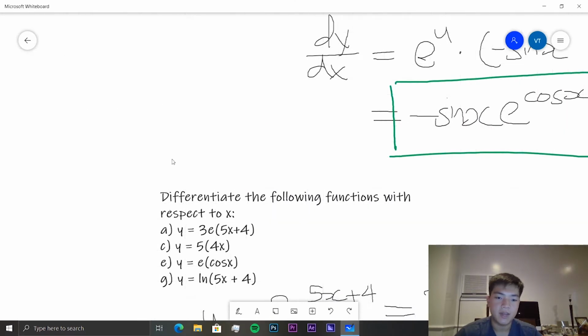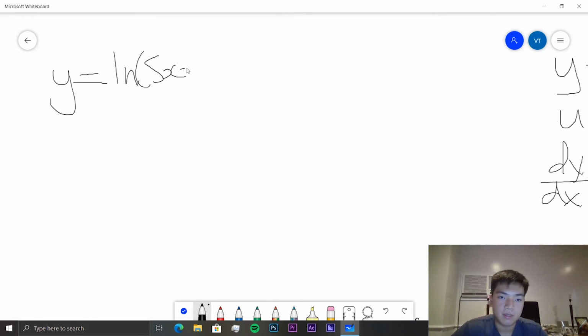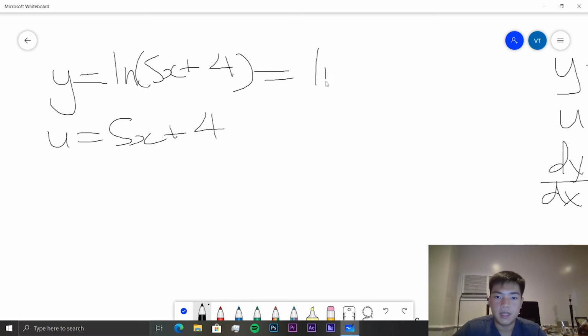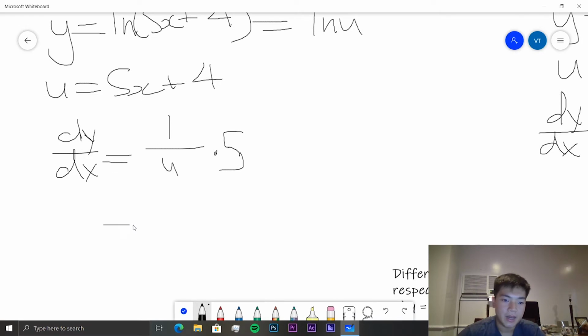And then finally, we have ln of 5x plus 4. So y is equal to ln of 5x plus 4. We label u is equal to 5x plus 4, and so y is equal to ln u. We know dy over dx will be equal to the derivative of ln u, which is 1 over u, times the derivative of u with respect to x, which is 5. So the derivative is 5 over 5x plus 4.